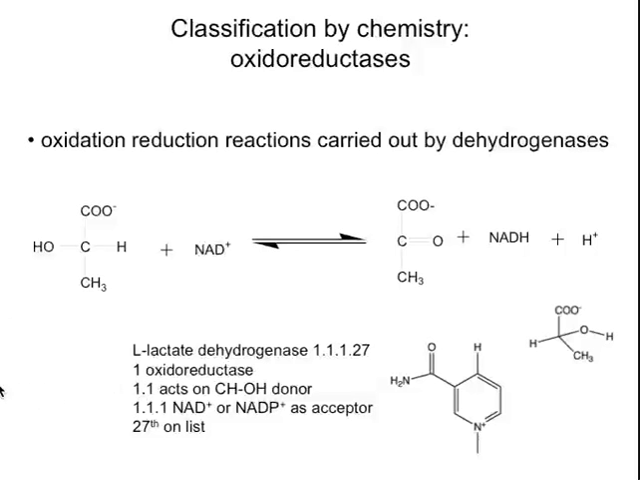One is oxidoreductases. 1.1 indicates that our oxidoreductase acts on a CH-OH donor. I'll point out to you that L-lactate has that functional group. And then 1.1.1 indicates that the acceptor is a particular molecule, in this case either NAD or NADP. And L-lactate dehydrogenase itself is the 27th enzyme on that list. So here we see, again, oxidation of lactate to pyruvate, right? Notice what's happening to this hydroxyl here, and with, again, that concomitant reduction of NAD+ to NADH.